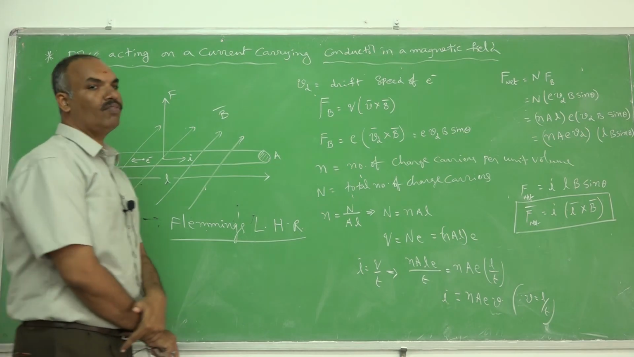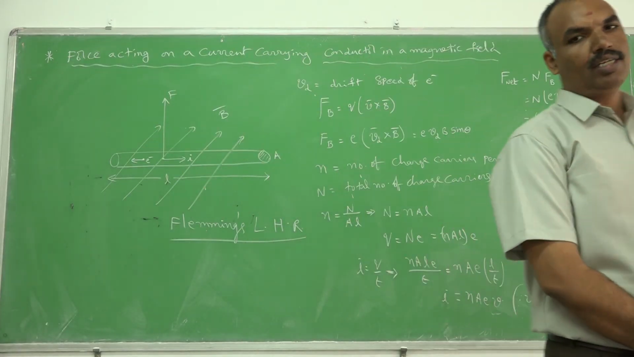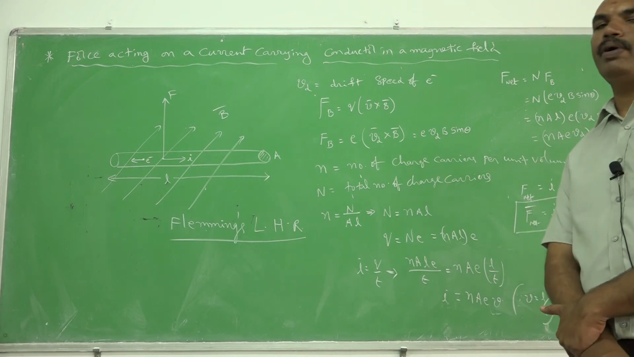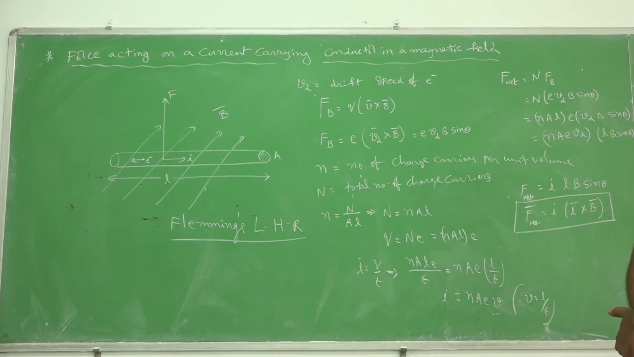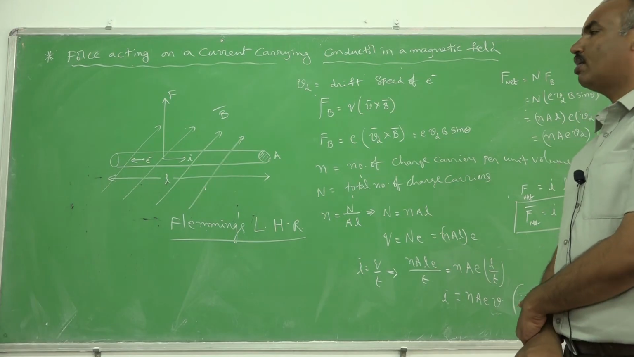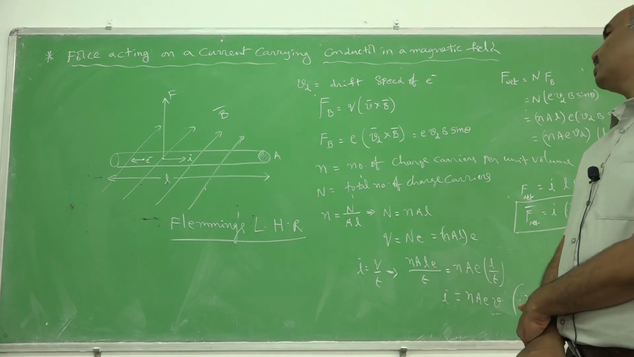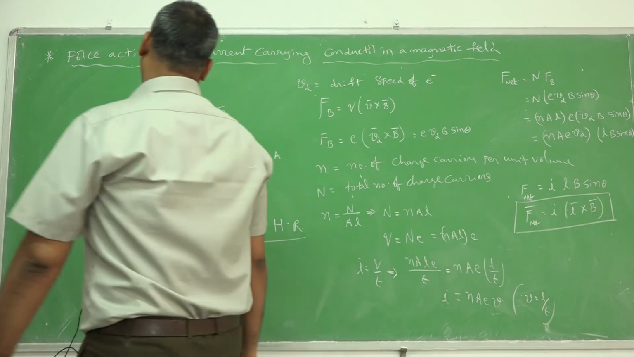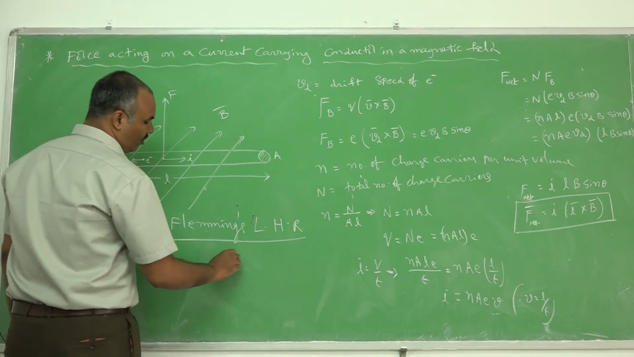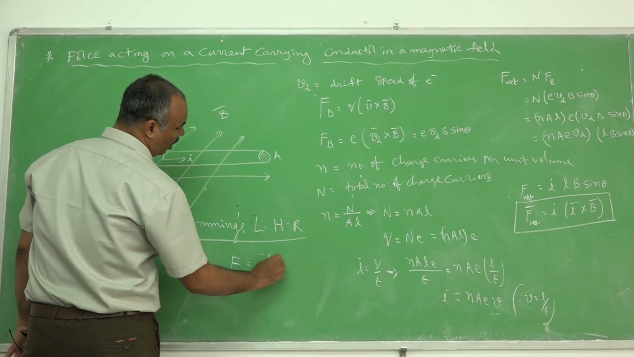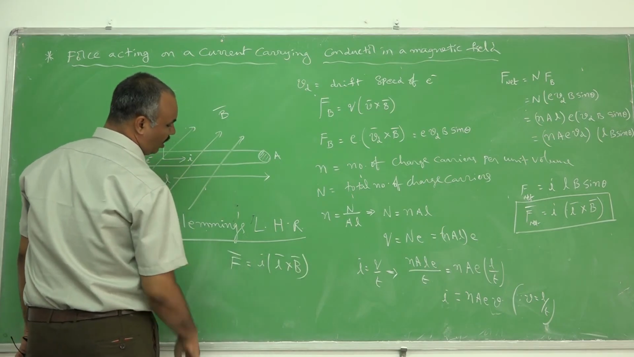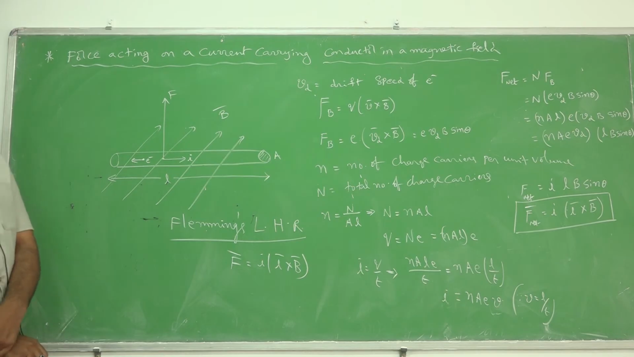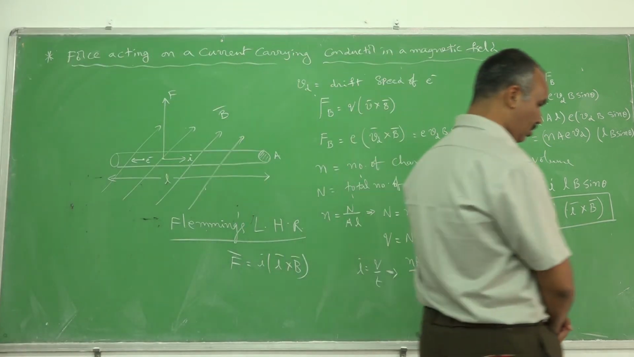Once again, what is the statement of Fleming's left hand rule? Whenever we stretch the three fingers of our left hand mutually perpendicular to each other, the middle finger represents the current direction, the index finger represents the magnetic field direction, and the thumb represents the direction of force. So the force experienced by a current carrying conductor in a magnetic field is given by F bar is equal to I into L bar cross B bar. A very, very important question for our board examination, and the formula is useful for solving so many problems.